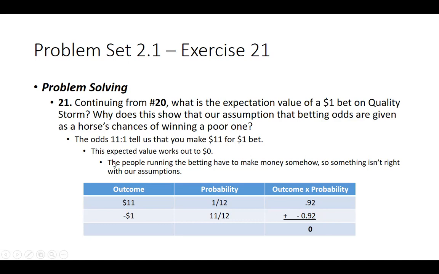However, the people running the betting have to make money somehow, so something isn't right with our assumptions. So that's why it shows that our assumption that betting odds are given as a horse's chances of winning is a poor one, because there's no room for the house to make money. And the house always wins.